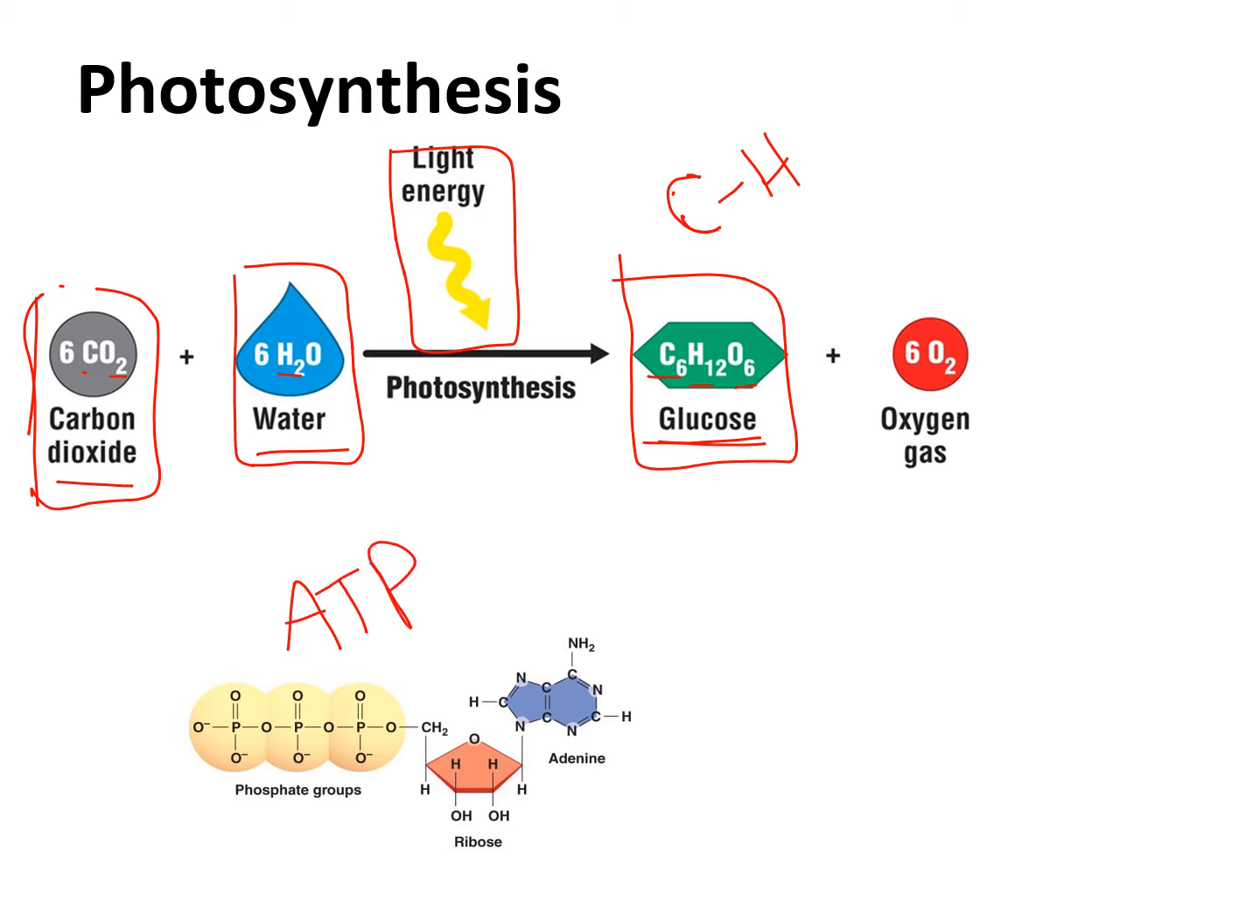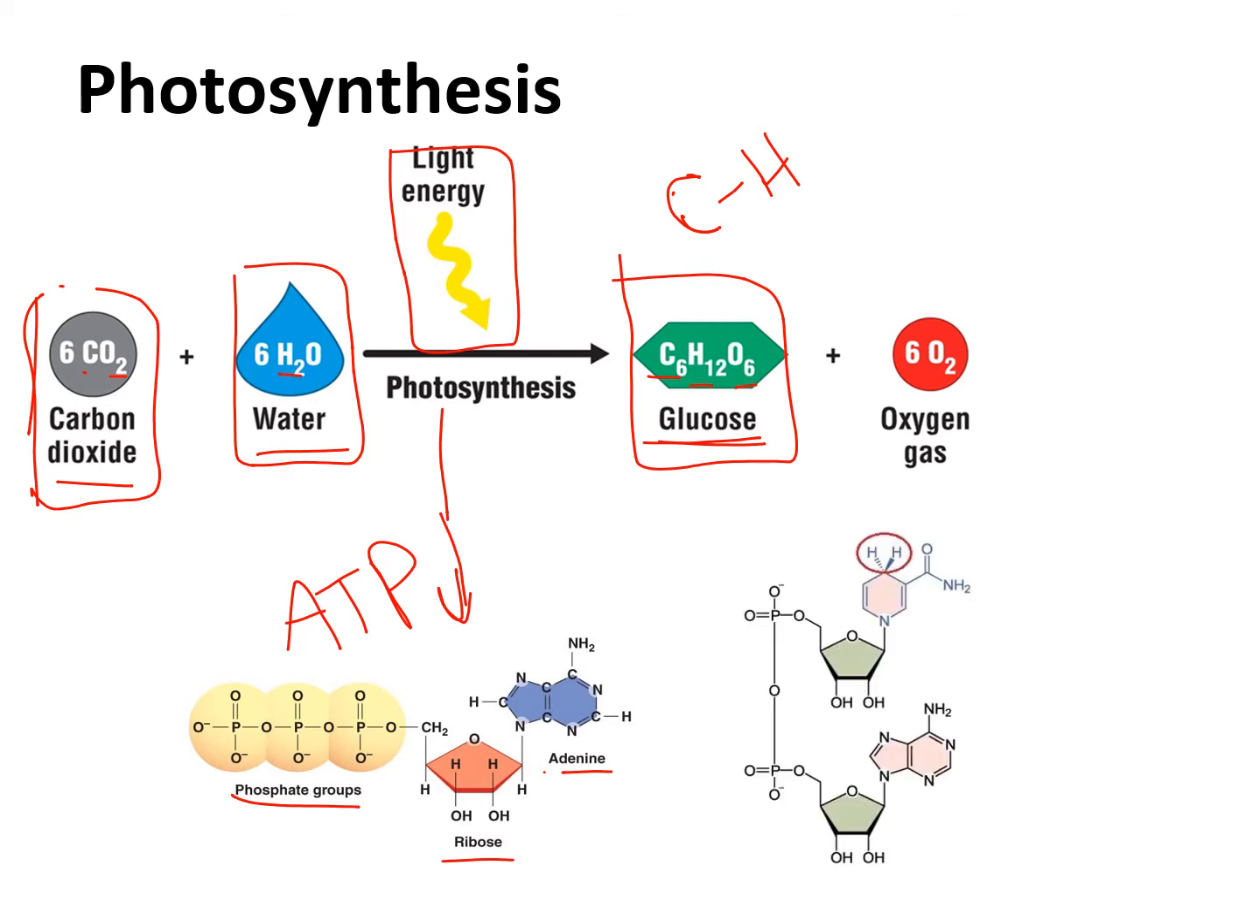And remember the structure of ATP. It has an adenine, a ribose, and 3 phosphate groups. So some of that light energy is going to be converted into ATP. And also, you have the production of NADPH. NADPH stands for nicotinamide adenine dinucleotide phosphate. And this is a molecule that we call an electron carrier. It's called an electron carrier, but it's also carrying energy.